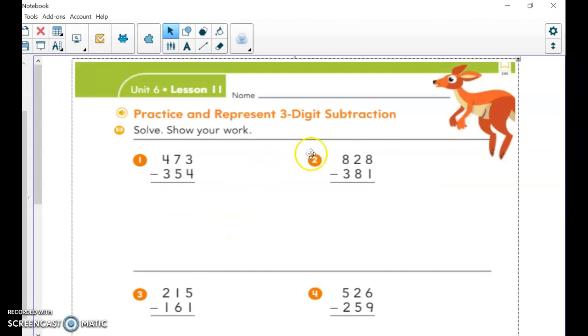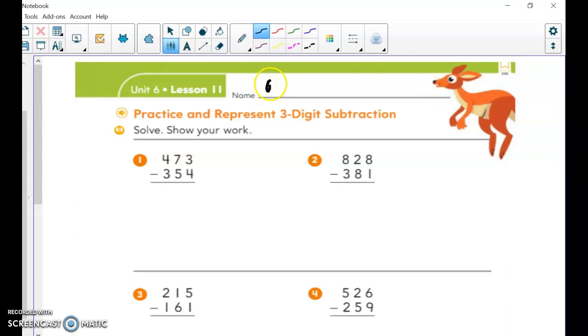All right, we're going to put our name on the top of our paper. Today we are working on representing three-digit subtraction, deciding when we should ungroup, and coming up with our final answer. So when you have your name on the top of your paper, we're going to start subtracting, and we need to show our work.